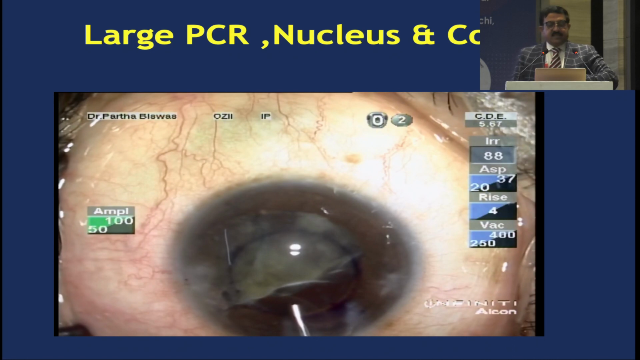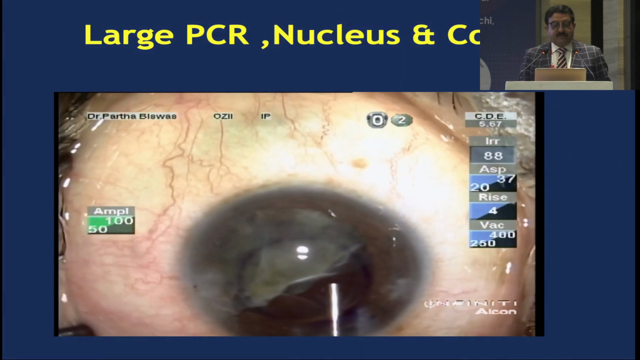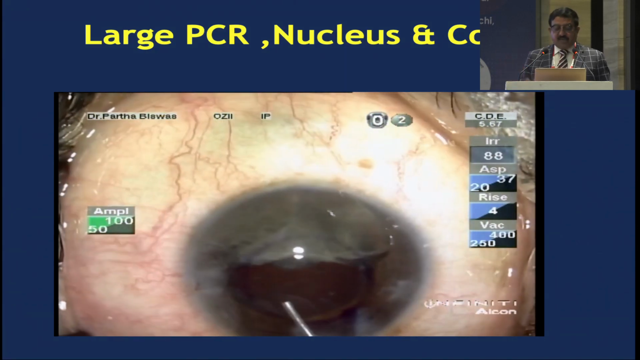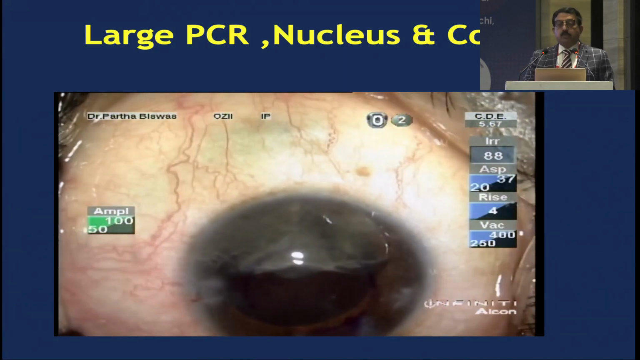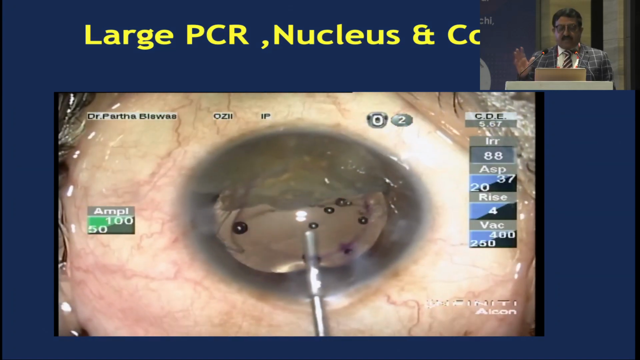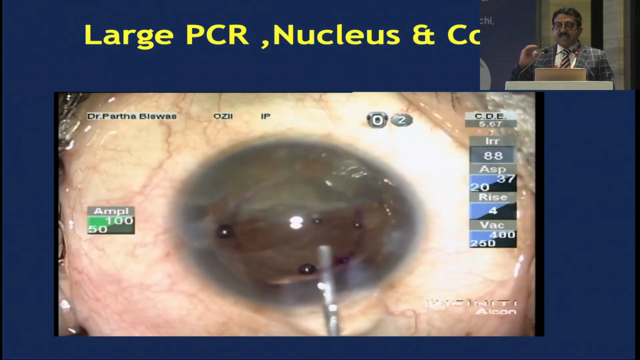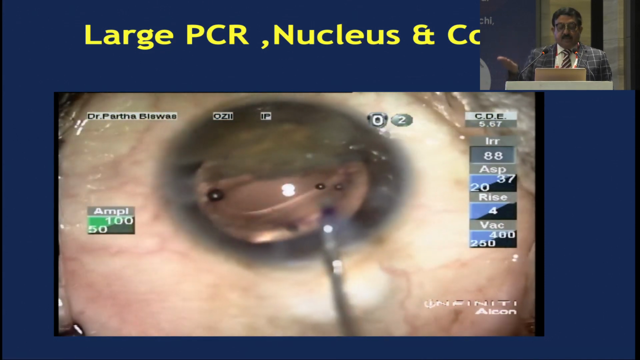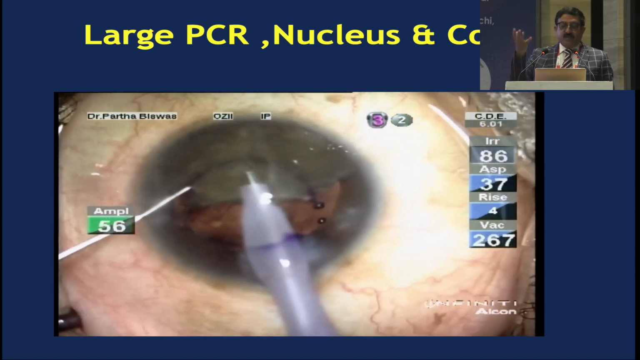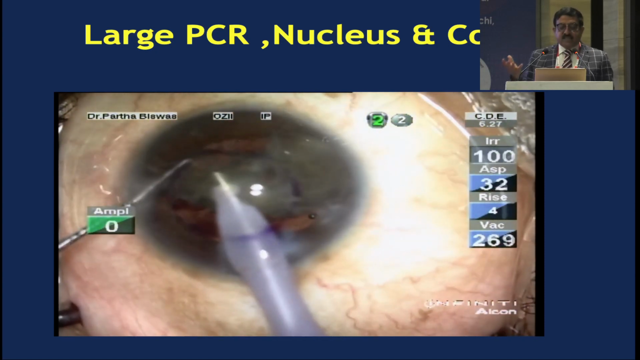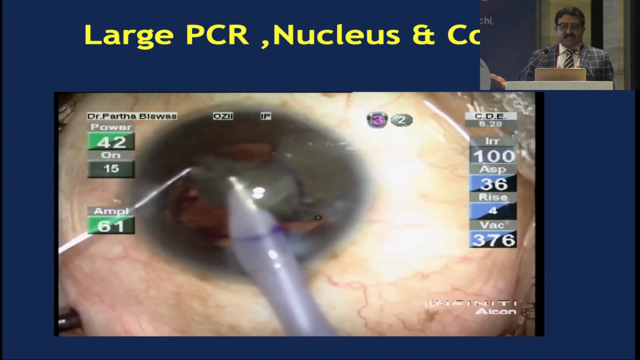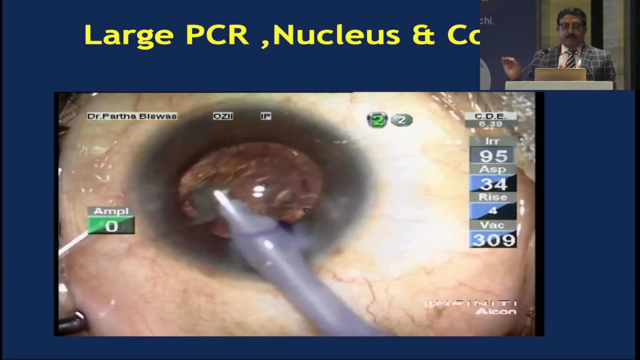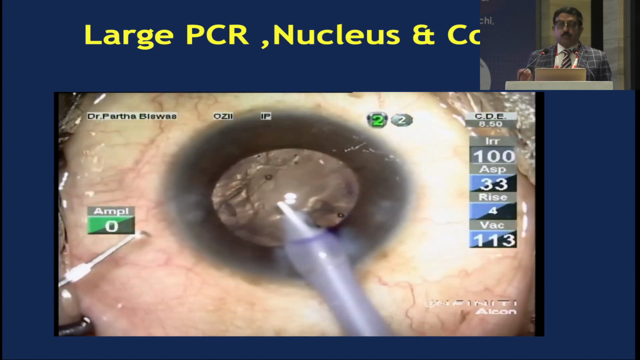Now, let us see this case, where a large PCR has occurred and a huge chunk of nucleus and cortex is there. Here, of course, it is impossible to convert it into a PCCC. So what I first have to do is compartmentalize this chamber so that the viscoelastic is in between the large nucleus and cortex and the PC is down below. And with very, very low parameters, you can take away the nucleus and the cortex very smoothly.